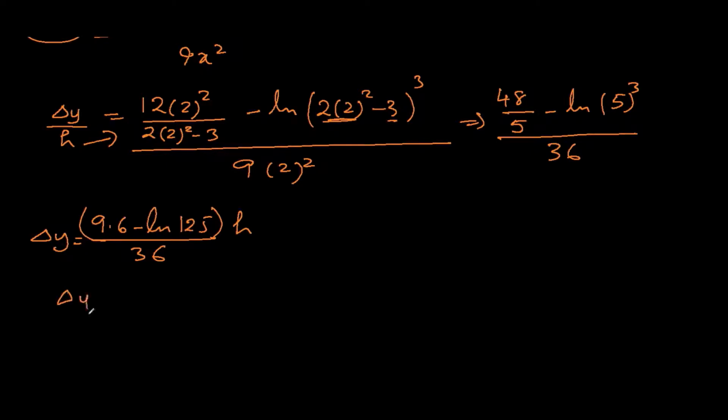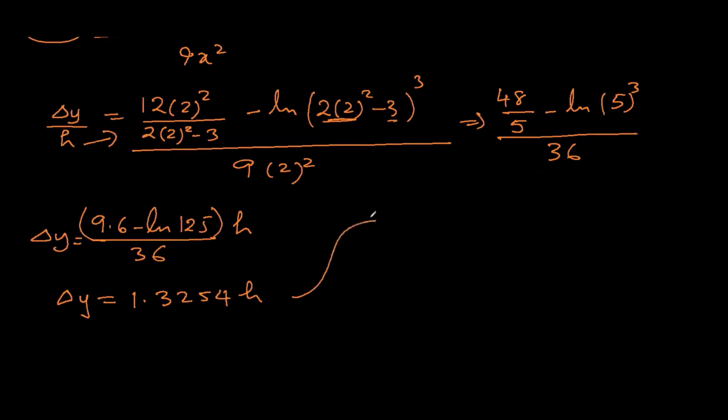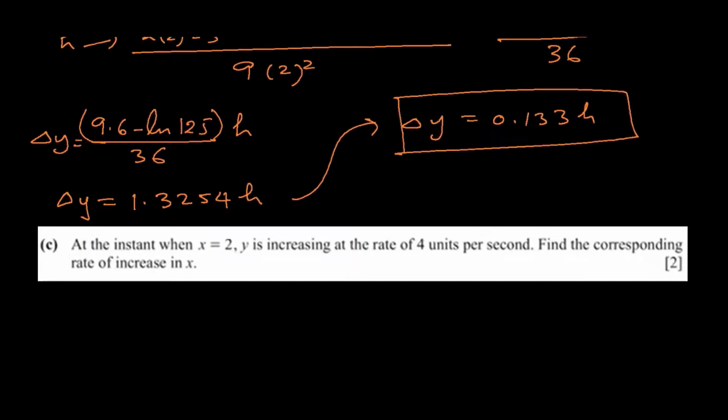So when I use my calculator, I got delta y equal to 1.3254 h, and we can round it off to 0.133 h. We have another part for this. At an instant when x is 2, at the same instant, y is increasing at the rate of 4 units per second. Find the corresponding rate of increase in x.